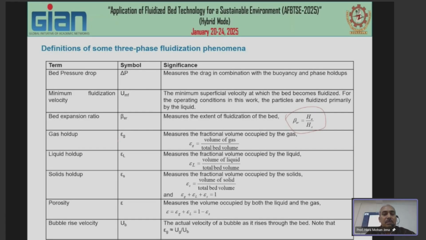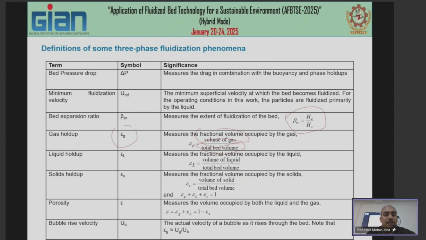Then gas hold-up, that means the fraction of the bed occupied by the gas phase. It is the volume of the gas to the total bed volume. Similarly, liquid hold-up is the fractional volume occupied by the liquid, that is the volume of the liquid in the bed to the total volume of the bed. Solid hold-up measures the fractional volume occupied by the solids. It is the volume of solids by the total bed volume. And the sum of these three phase hold-ups, gas, liquid, and solid, should be equal to 1 because it is the fraction. So the total is 1.